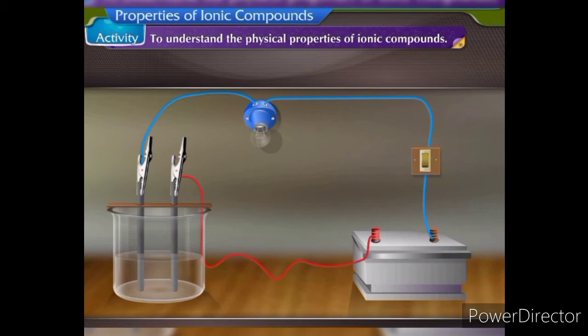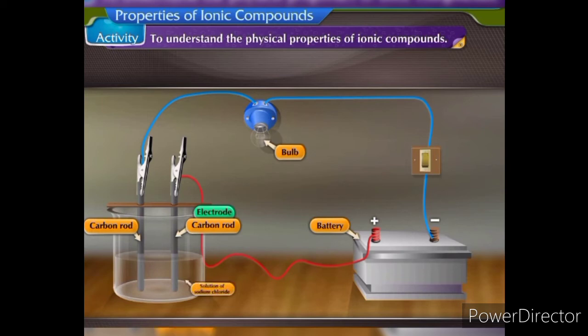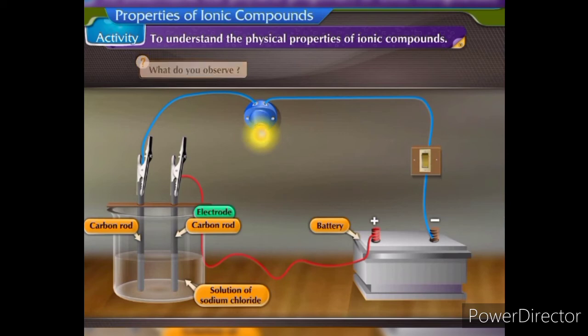Now let us determine whether the solutions of these salts conduct electricity. Prepare an electrolytic cell by connecting the carbon rods or electrodes to the positive and negative terminal of the battery. Connect a bulb in the circuit. Insert the electrodes in the solution of sodium chloride. Switch on the current. What do you observe?